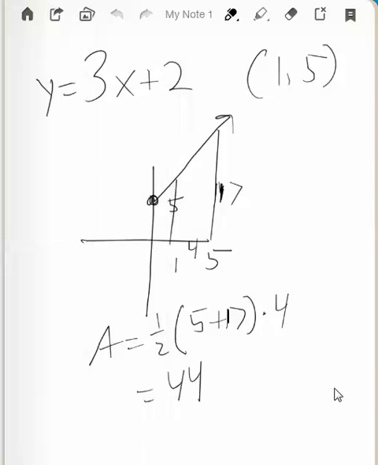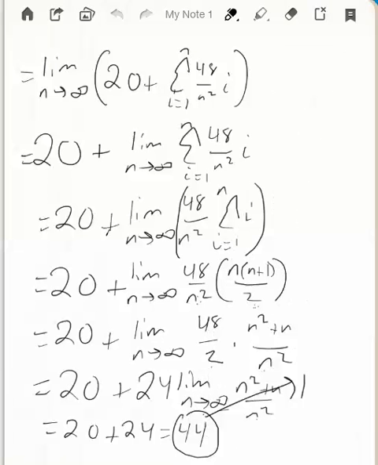Granted, they're not all going to be lines. If this was that, we'd be in a lot of trouble. But for the moment, if it was linear, we could check it.